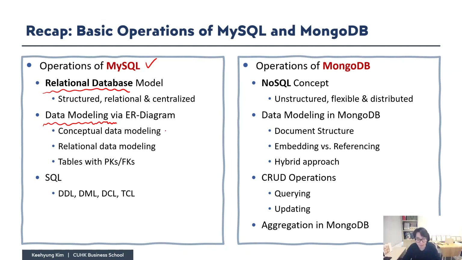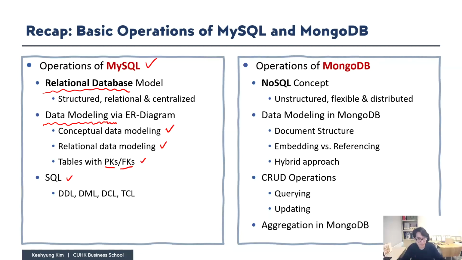So we talked about how to do conceptual data modeling. We also talked about how to do relational data modeling. Also, we talked about how to implement database using primary key and foreign key. So those were the main concepts of designing relational database. And then we talked about SQL, structured query language, so that we can utilize the data stored in the database and manipulate those data.